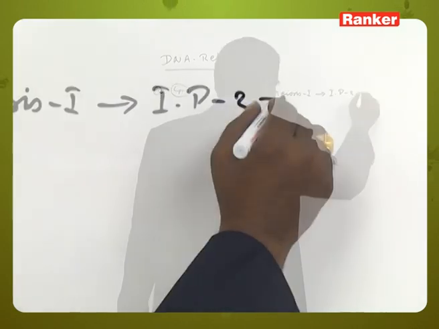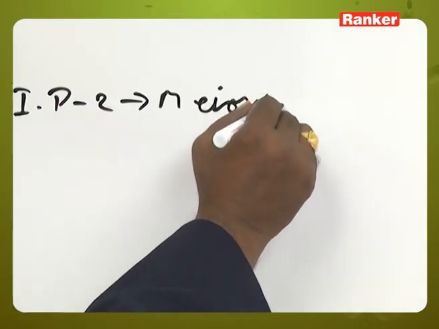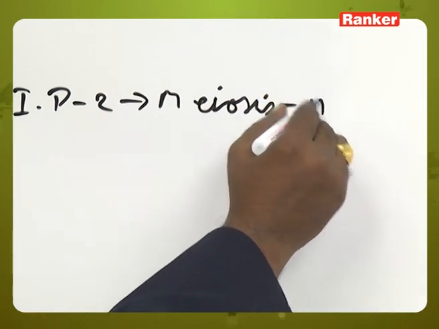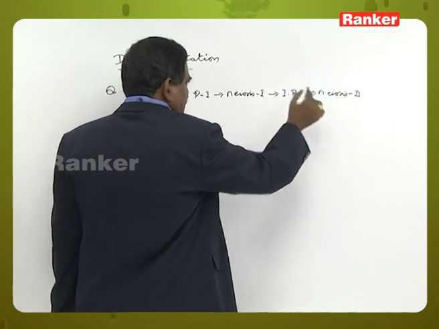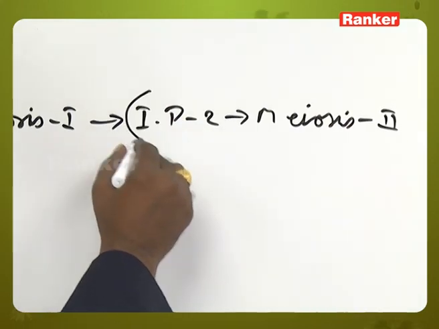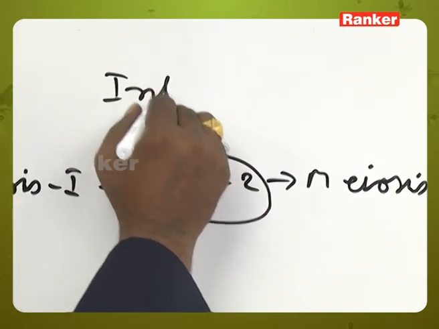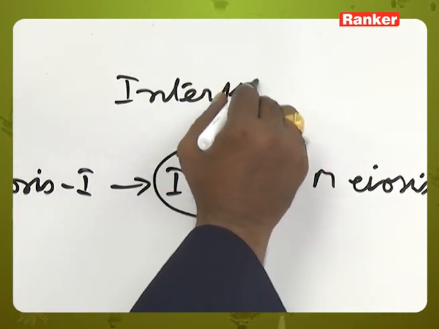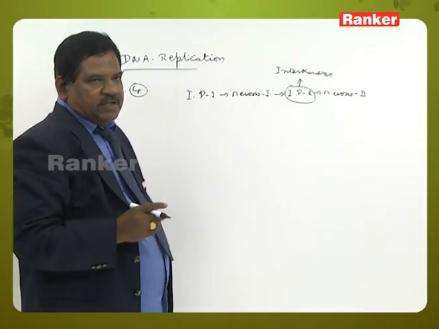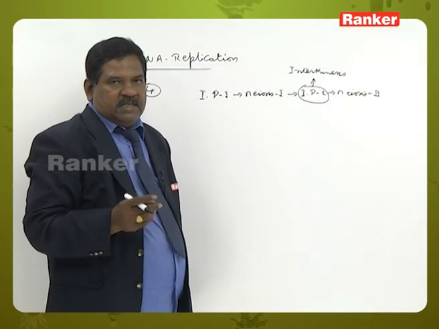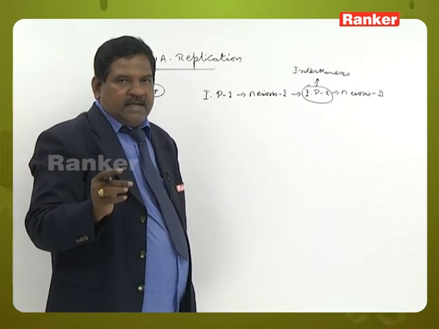Then meiosis II. The interphase II that is present in between meiosis I and meiosis II is called interkinesis. Interphase II, present in between meiosis I and meiosis II, is also called interkinesis.